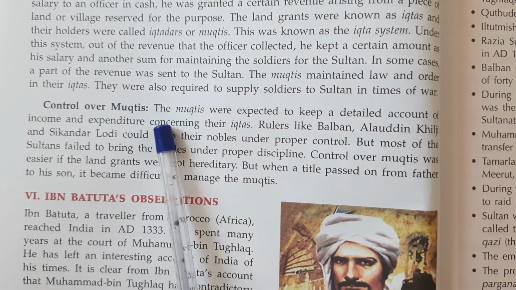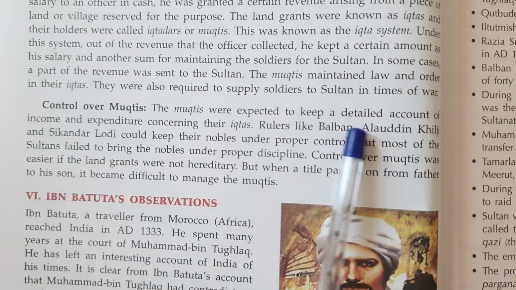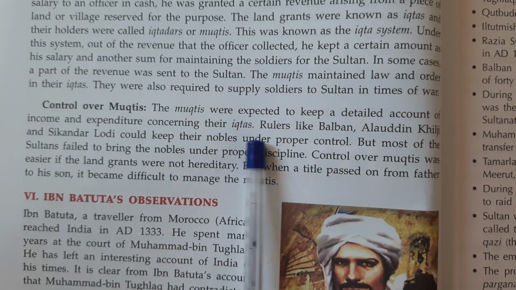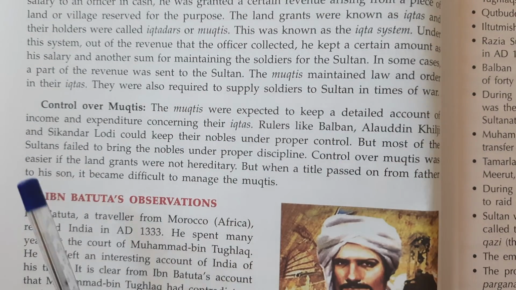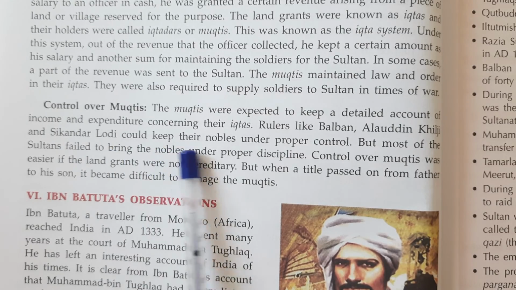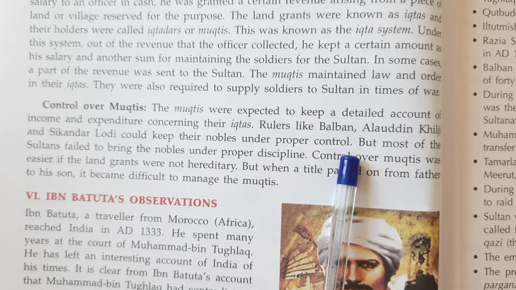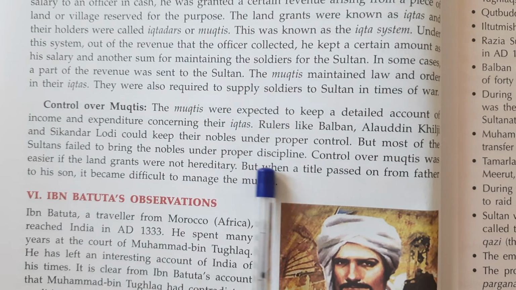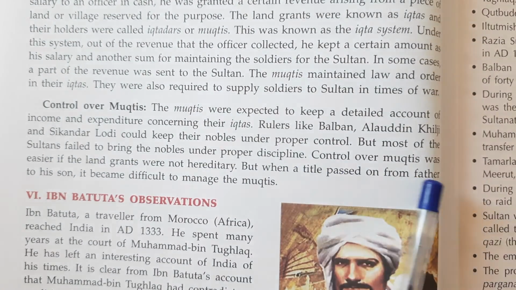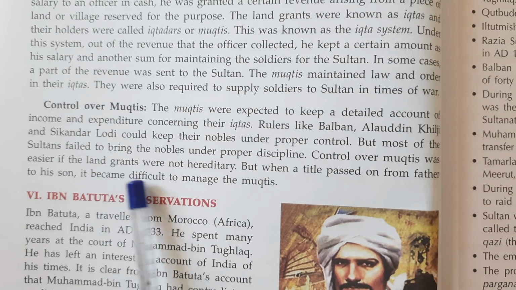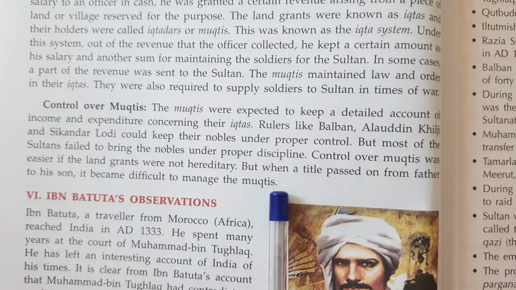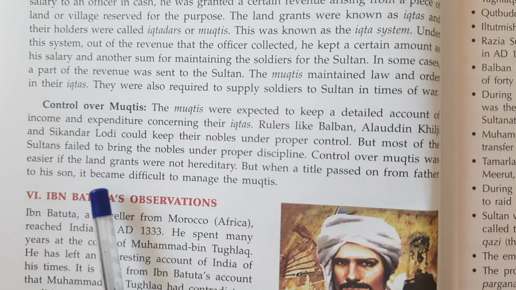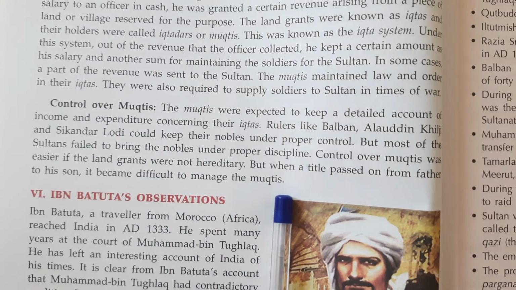Control over muktis. The muktis were expected to keep a detailed account of income and expenditure concerning their iktas. Rulers like Balban, Alauddin Khilji, and Sikandar Lodi could keep their nobles under proper control. But most of the sultans failed to bring the nobles under proper discipline. Control over muktis was easier if the land grants were not hereditary. But when a title passed on from father to son, it became difficult to manage the muktis.